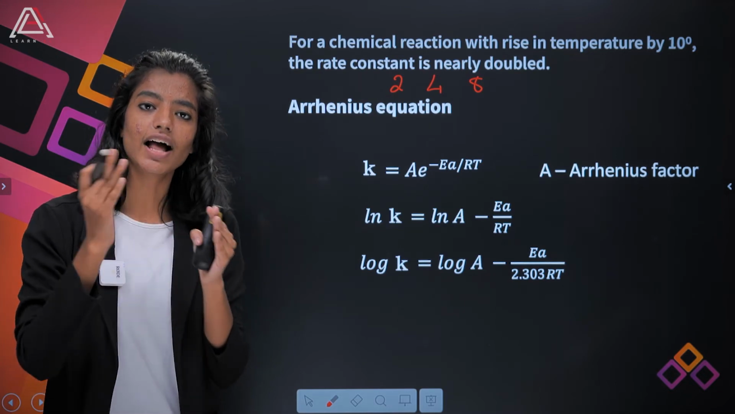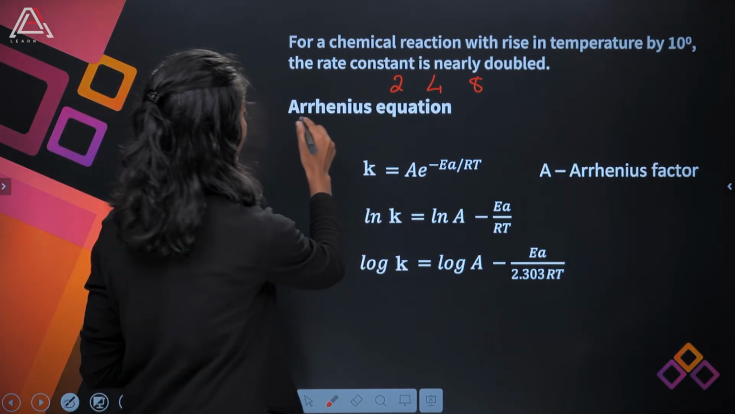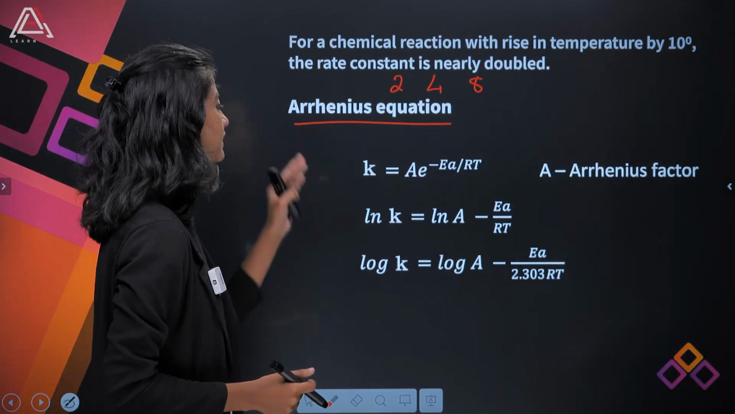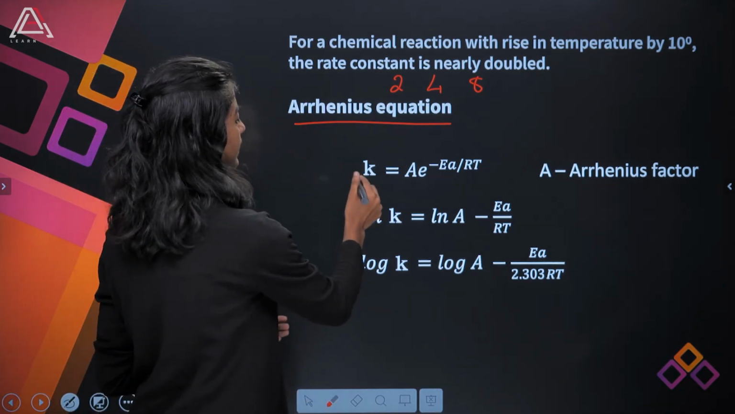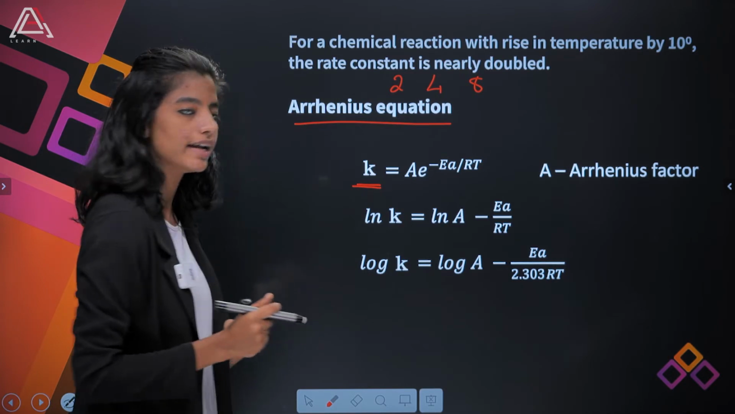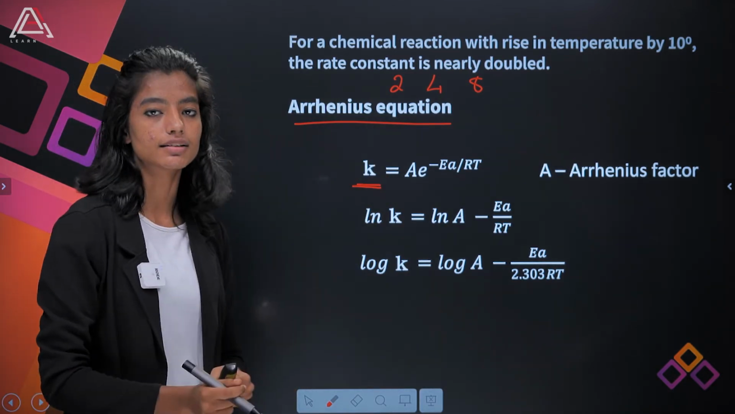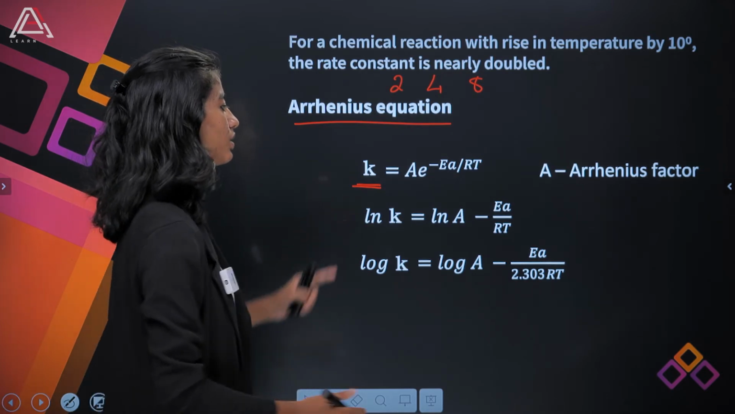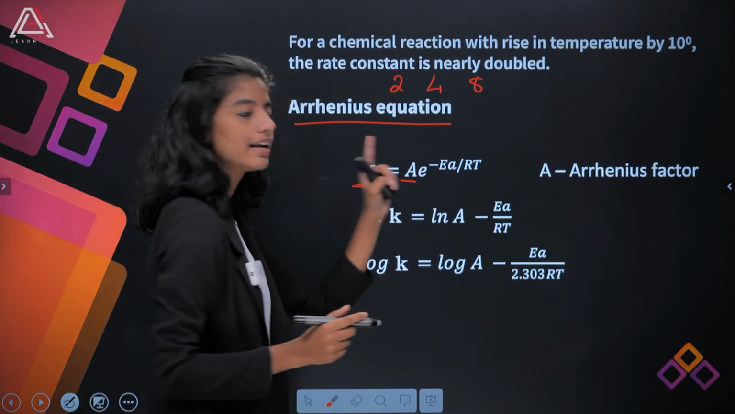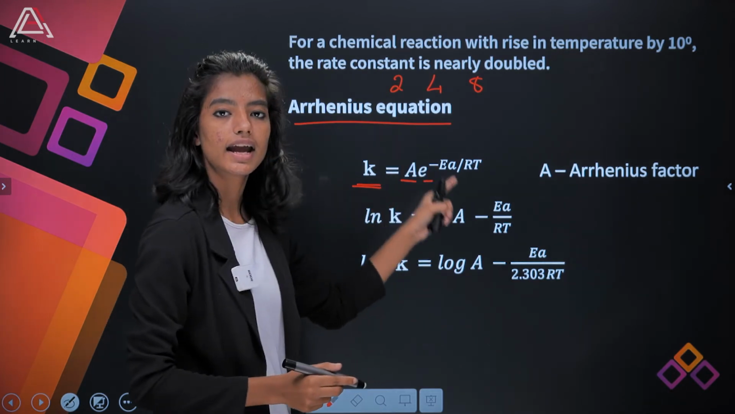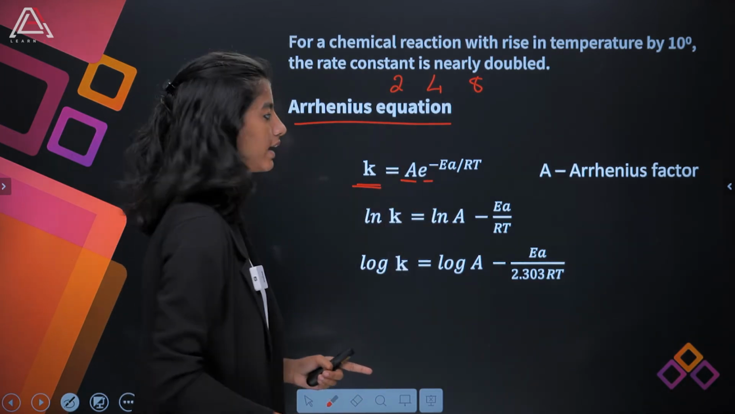For a chemical reaction with a rise in temperature by 10 degrees Celsius, the rate constant is nearly doubled. It is well explained by the Arrhenius equation. Let's learn what is the Arrhenius equation. K is the rate constant. K will be equal to A e power minus Ea by RT. K is the rate constant, A is the Arrhenius factor, A is the pre-exponential factor and Ea will be the activation energy.